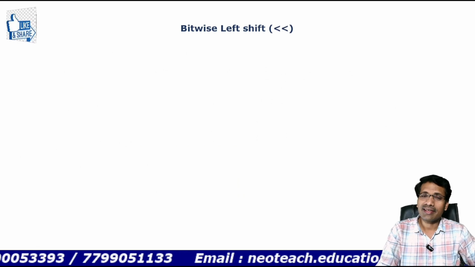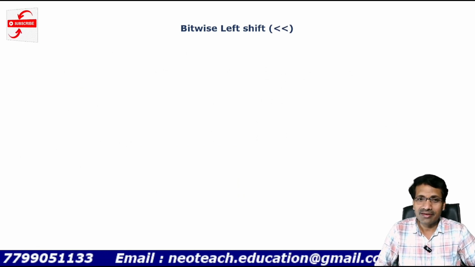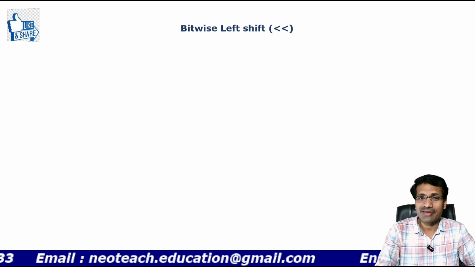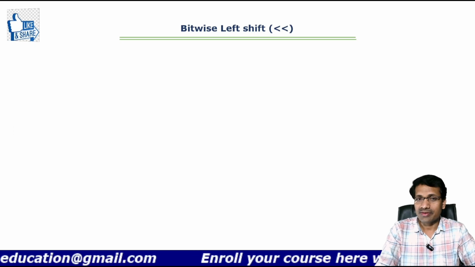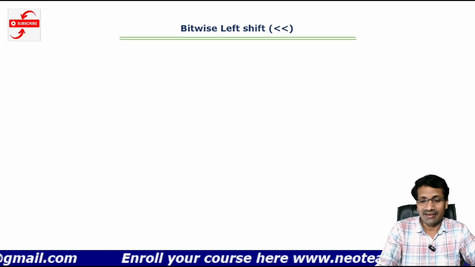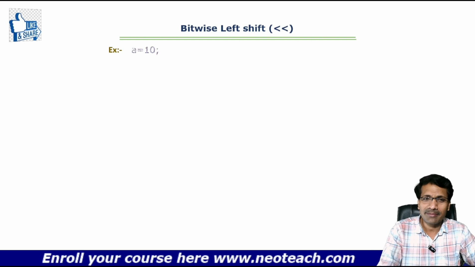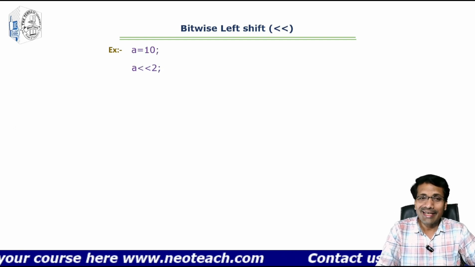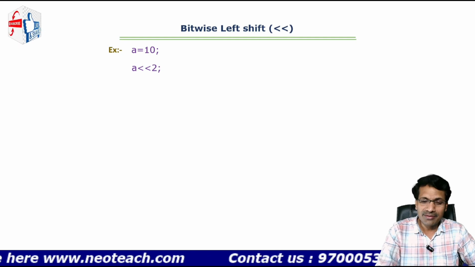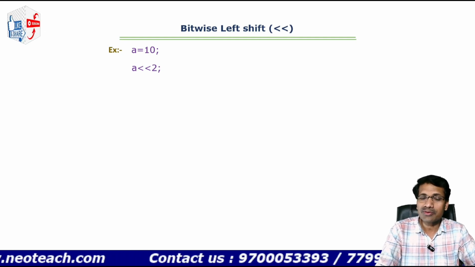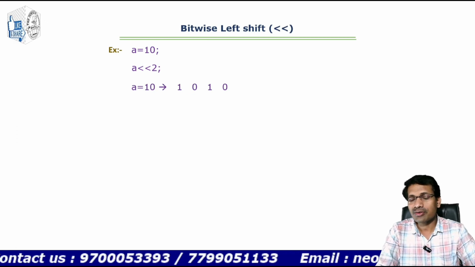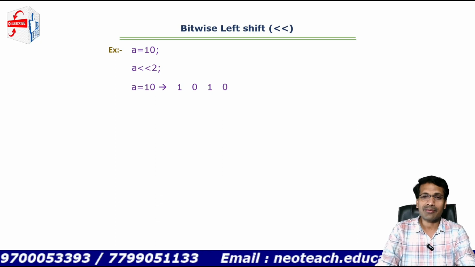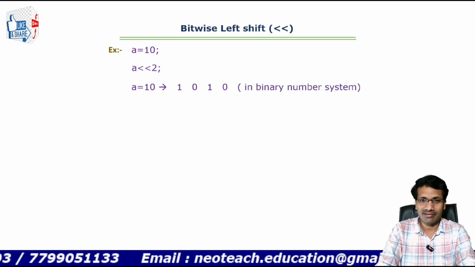Now the remaining two are bitwise left shift and bitwise right shift. First we will discuss bitwise left shift. The left shift operation shifts the bits towards the left side. See one example, we will take the same example, A value 10 and A left shift 2. A left shift 2 means I want to do a 2-position shift towards the left side. For this purpose I want to convert this 10 into binary, like 1010. We already know this from the previous session.